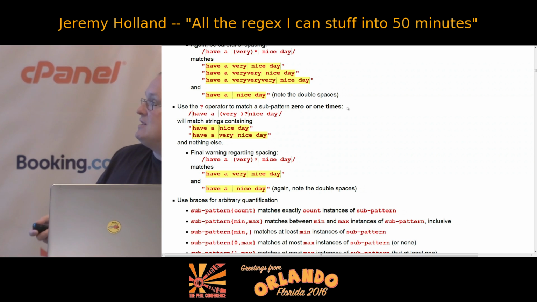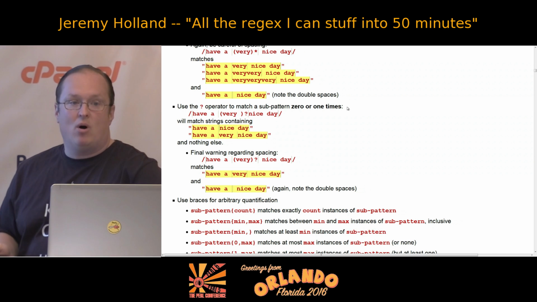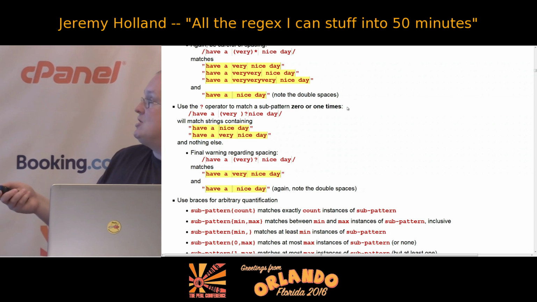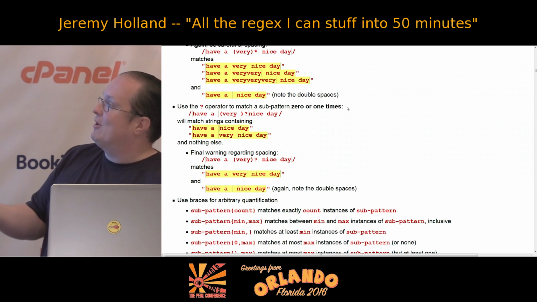The third quantifier is the question mark, which says 0 or 1, or optional. So "have a very? nice day" will only match these 2 strings. Either the "very" and the space is there, or it isn't, no other choice. Final warning regarding space.